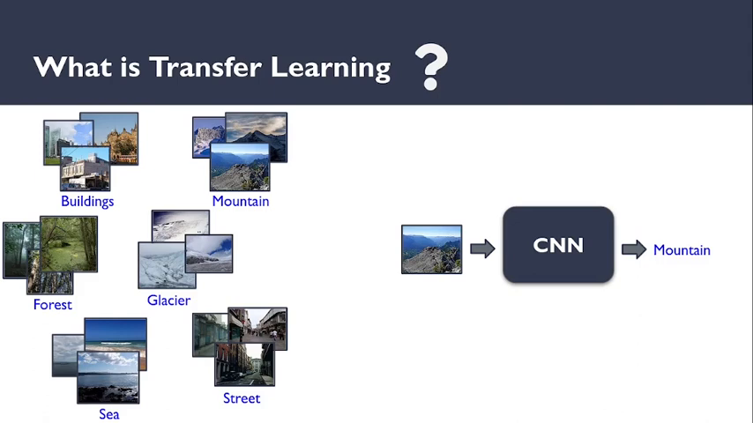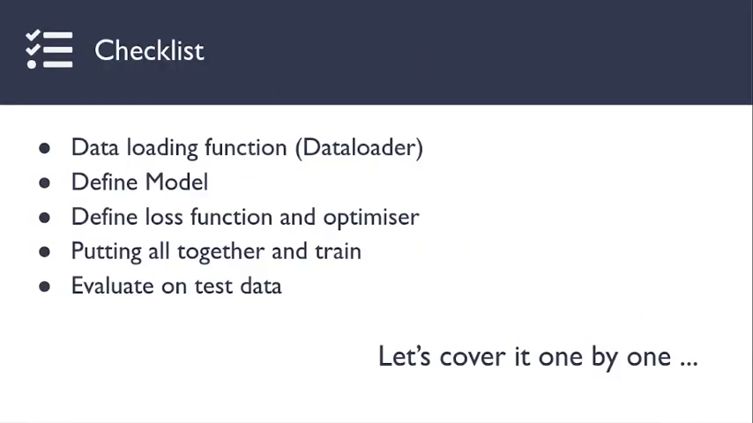This is exactly what is called a transfer learning approach, where we transfer the previous knowledge and use it for the current task. So what are the things we need to do to build a CNN classifier for a custom dataset? So first thing is the data loading function, where we pre-process the data and make it in a format which can be taken as input by the CNN model.